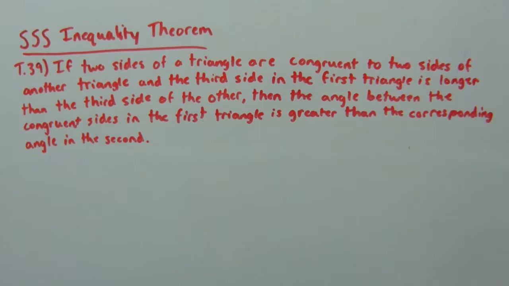T39 for us says that if two sides of a triangle are congruent to two sides of another triangle, and the third side in that first triangle is longer than the third side of the other, then the angle between the congruent sides in the first, so that included angle, otherwise known as the angle opposite the longer side, is greater than the corresponding angle in the second triangle. Let's look at a picture of this.